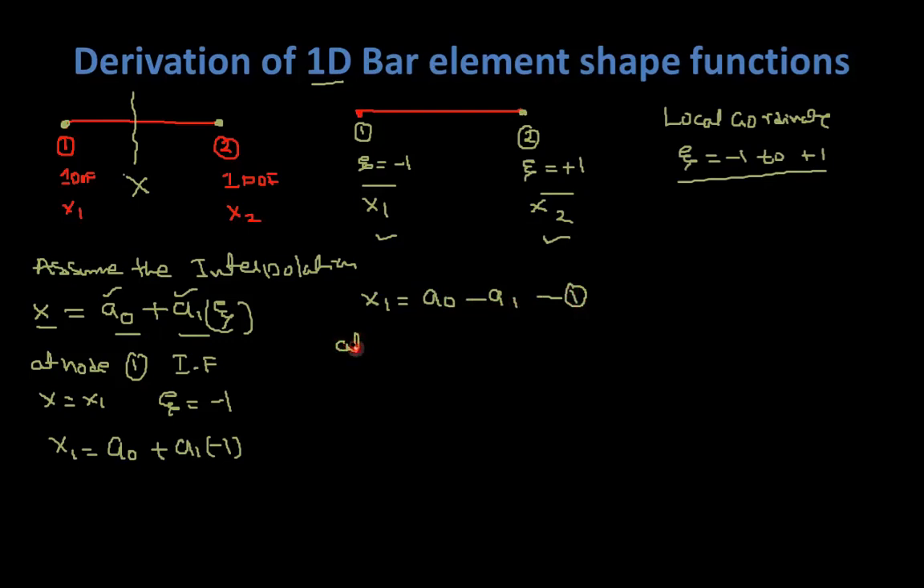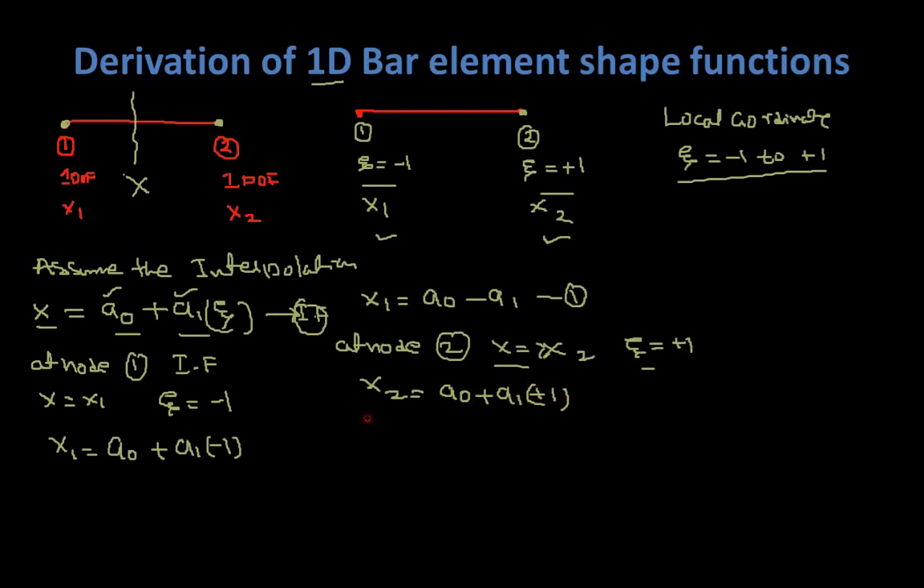Similarly, at node number 2, let us write down the interpolation function. At node number 2, x becomes x2, and the zeta value is equal to +1. If you substitute the x and zeta values in the assumed interpolation function, x2 can be written as a naught plus a1 times zeta, where zeta is +1. Therefore x2 is equal to a naught plus a1. Let us say this is equation number 2.